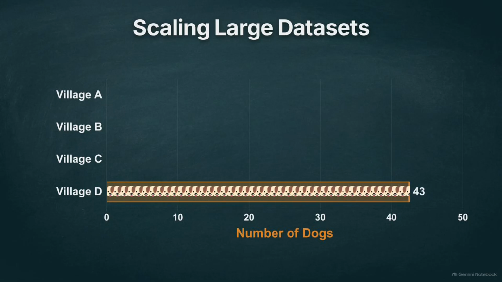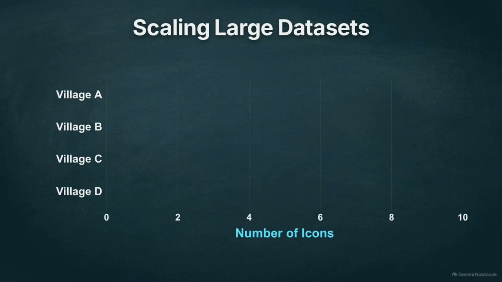If we try to use one icon for every single dog in Village D, the row becomes too long to manage. The chart becomes crowded, and we lose the benefit of a clear visual summary. We solve this by applying a scale, or a key. We assign one single dog icon to represent a group of 6 actual dogs. Let's put that scale to work.